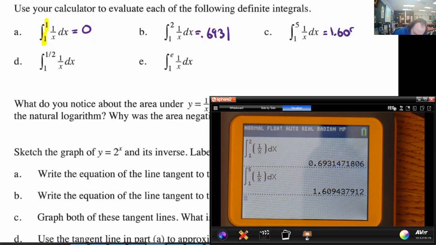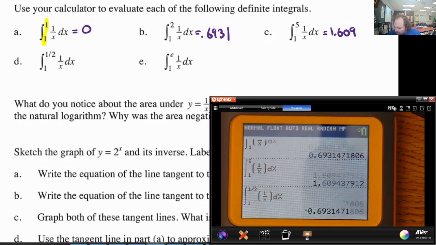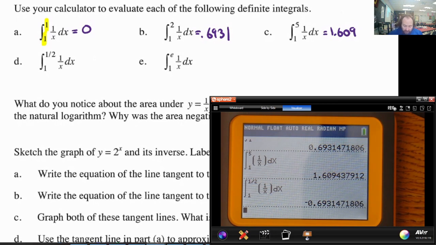Sort of thinking, what is the point of this? As a teacher, I'm thinking, what's the purpose of this? For question D, we have 1 to the 1/2. Now, we should know that's going to be a negative number, because it's going to flip the order of our integral, but it's still the same integrand, 1 over x dx. So this time it's going to be negative. It's the same answer we had for part B, but the negative version of that: negative 0.6931.